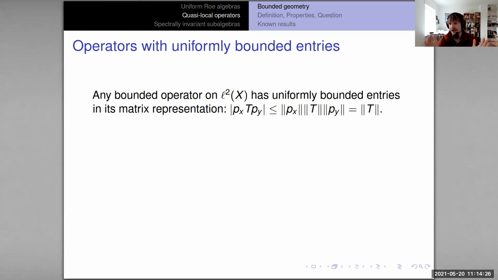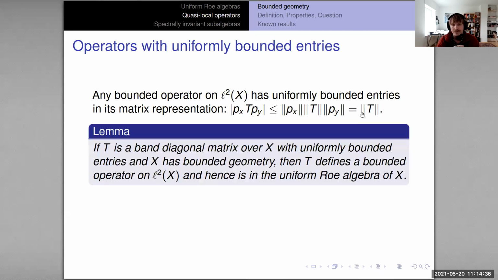Assume we have a band diagonal matrix and the entries are uniformly bounded. Then in general, it will not define a bounded linear operator, but only if we have bounded geometry. And that's just what this lemma says. Every band diagonal matrix over a space of bounded geometry, if this matrix has uniformly bounded entries, defines a bounded operator and hence lies in a uniform row algebra.